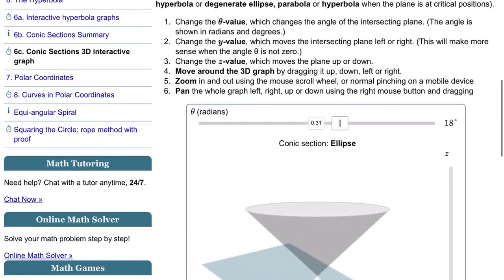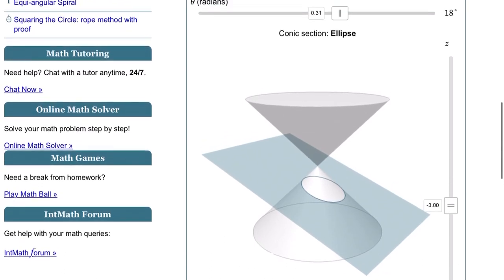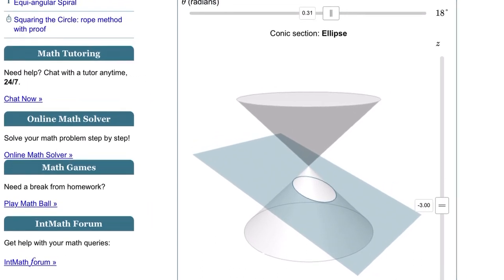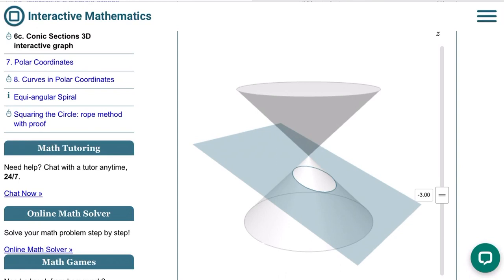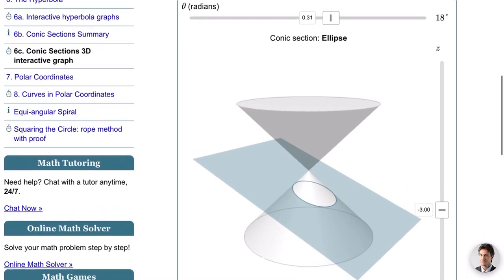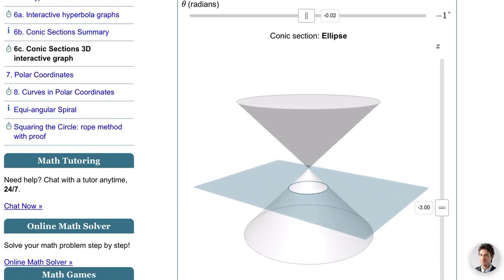So here in this applet, we have, as you can see, two cones, vertically opposite, and a plane. This plane is intersecting one of the cones. Now, if we change the angle of this plane with respect to the base, let's see here. If I change this angle, you notice that the intersection at this exact angle between the plane and the cone is a circle, right? So it's a circle, it's one conic.